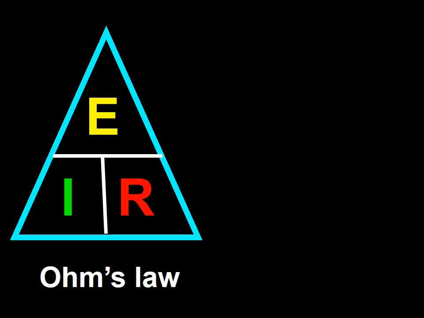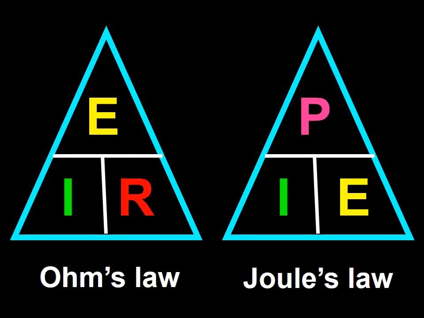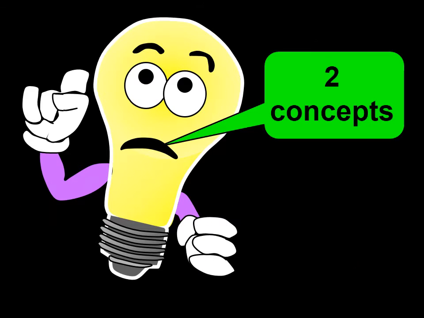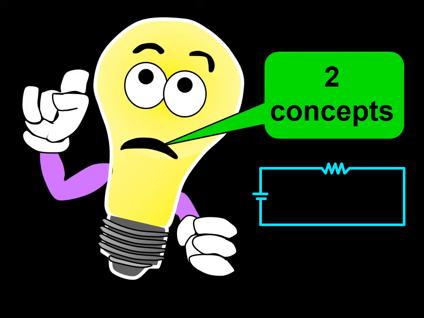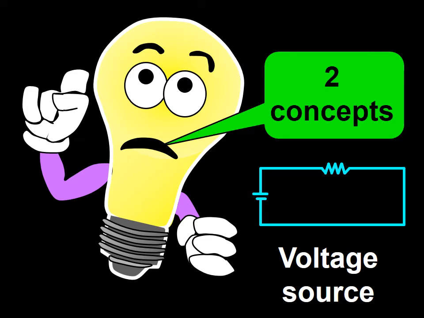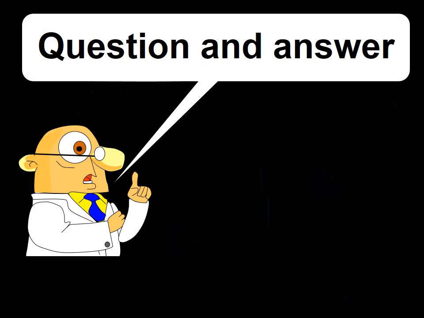In addition to the master slide, we need to know two laws. The Ohm law, which we will shortly analyze following the magic triangle for Ohm law, and the Joule's law, which we'll also analyze using the magic triangle for Joule's law. And finally, we have to consider and understand two concepts. Both concepts are related to single resistor direct current circuits. One of these concepts is voltage source and the other is voltage drop.